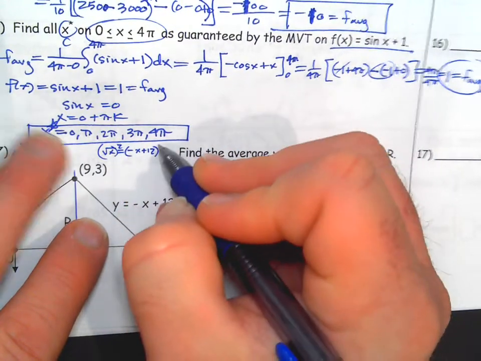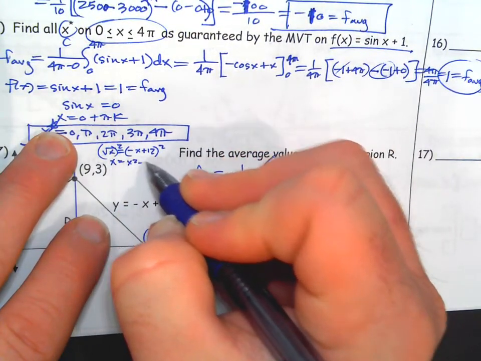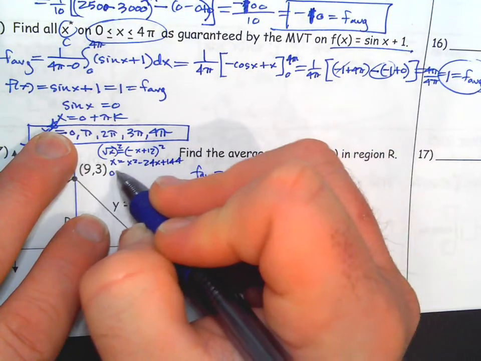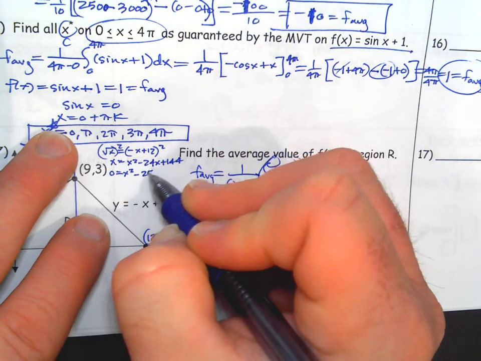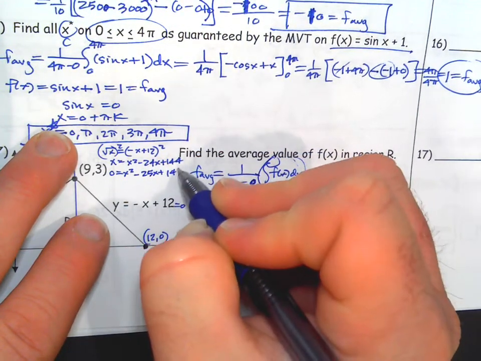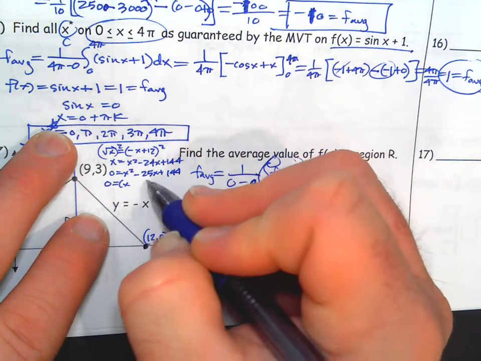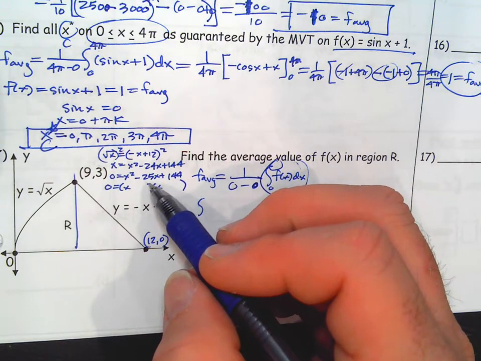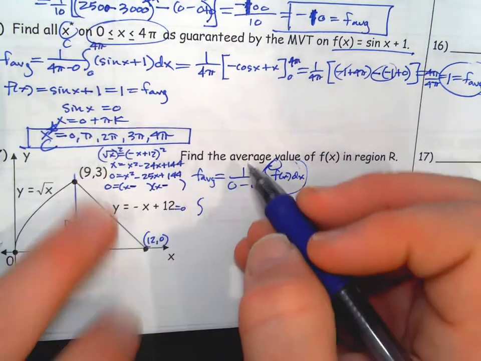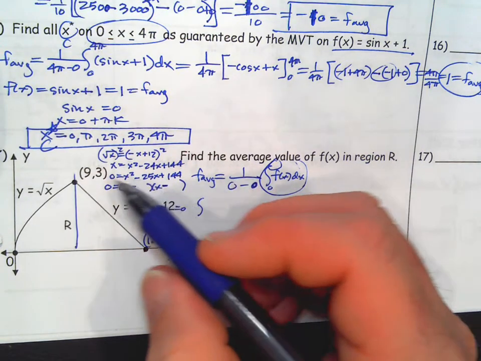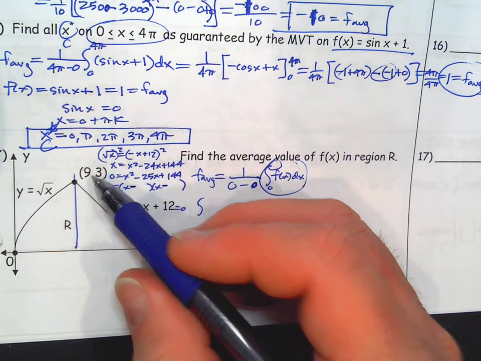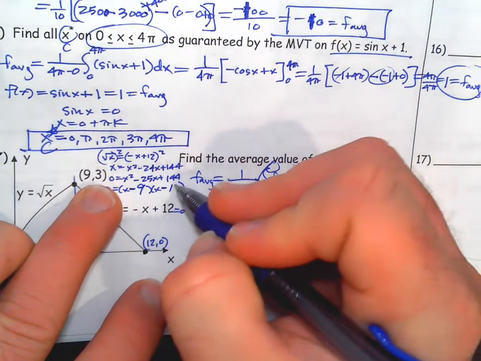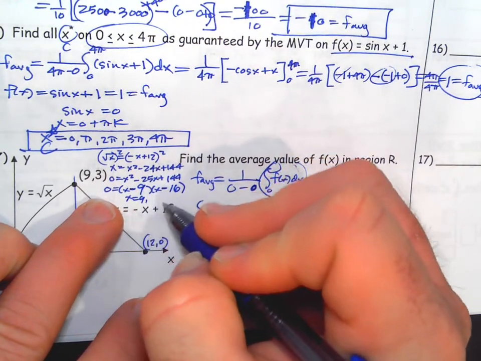Square both sides. x equals x squared minus 24x plus 144. 0 equals x squared minus 25x plus 144. We'll try to factor it. Hopefully we can factor it. We need two numbers that multiply to 144 but add to 25. They've both got to be negative. I think they kind of tipped us off here: 9 is one of them. 9 times 16 is 144. So you get x equals 9 and 16.